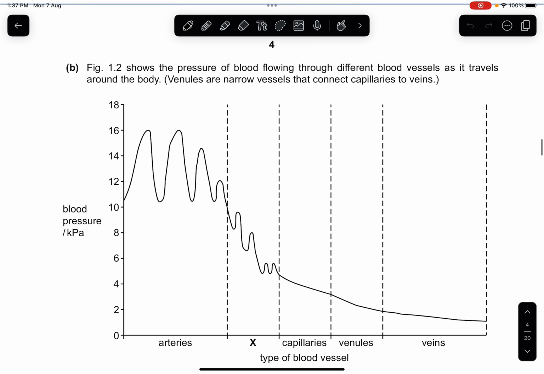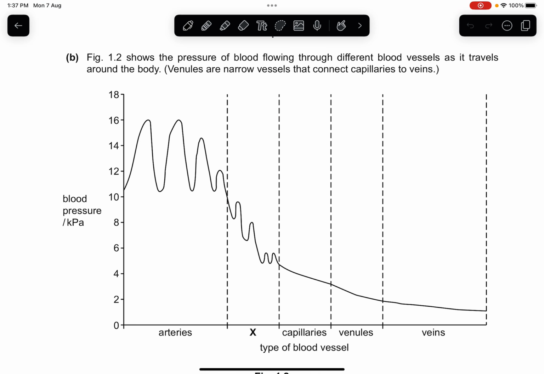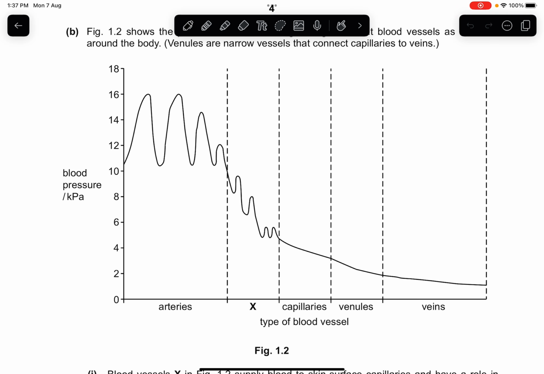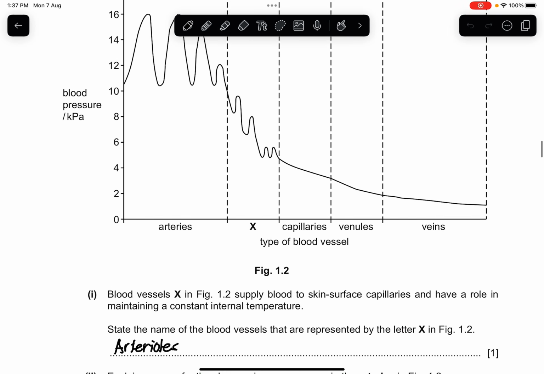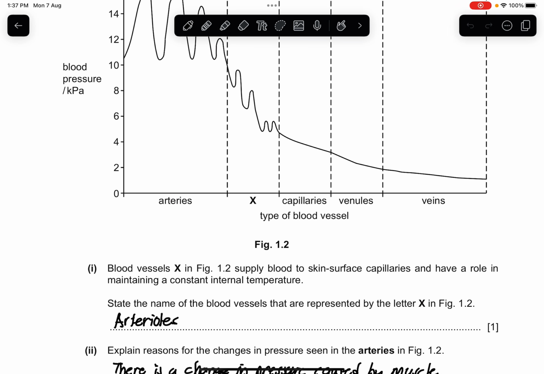Question 1(b): Figure 1.2 shows the pressure of the blood flowing through different blood vessels as it travels around the body. Venules are narrow vessels that connect capillaries to veins. This graph basically shows the change of pressure between different kinds of vessels. Blood vessel X in Figure 1.2 supplies blood to skin surface capillaries and has a role in maintaining a constant internal temperature. State the name of the blood vessel represented by the letter X in Figure 1.2.